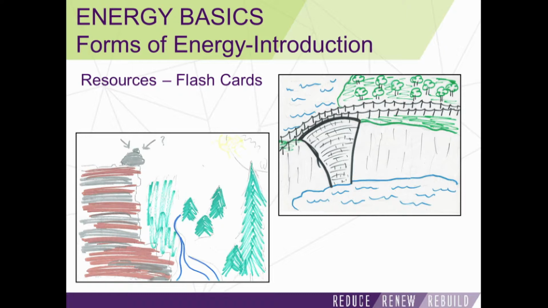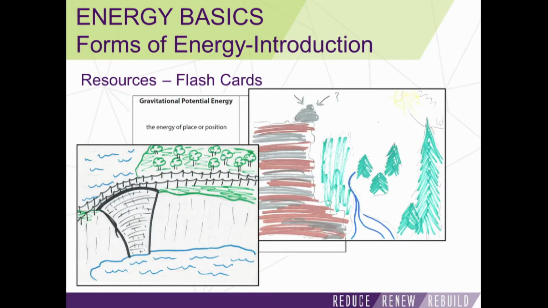Here are 2 more illustrations of forms of energy for you to identify. The artist of the picture on the left has given you some clues. Focus on the rock at the top of the cliff. Both of these illustrate gravitational potential energy.